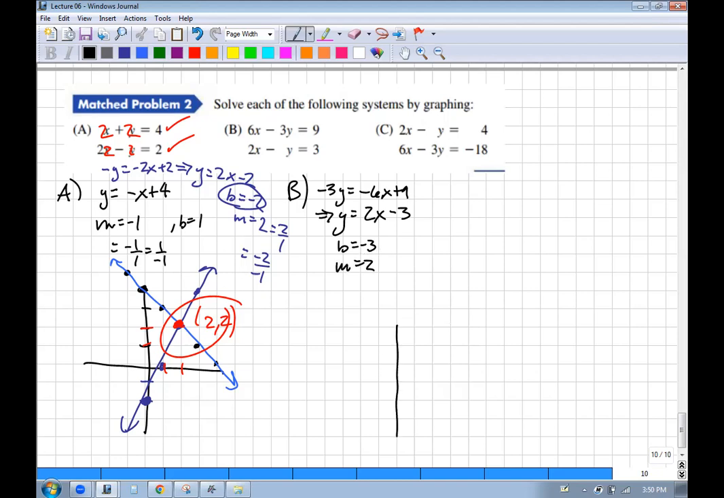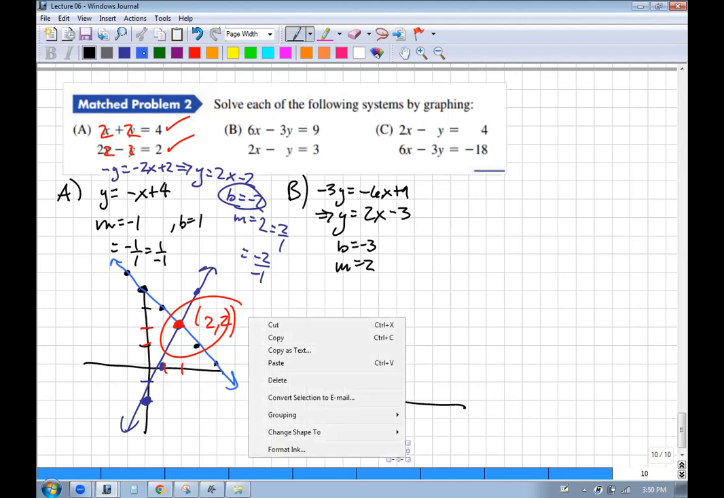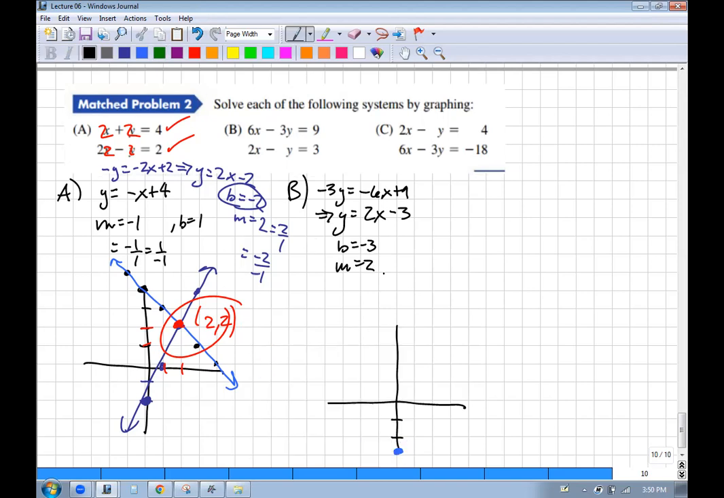So what does this look like? With b at -3, I go down 1, 2, 3. I'll make this light blue. The slope is 2, which is 2 over 1, or -2 over -1. This says go up 2, right 1. Up 2, right 1. Up 2, right 1. So there are the solutions to my first equation.